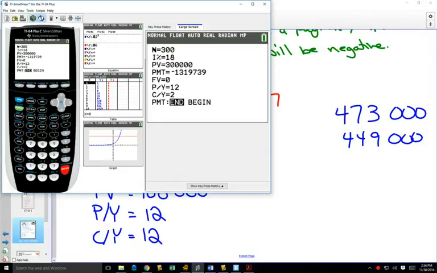So all of a sudden it doesn't make sense to buy your $300,000 house, because if that interest rate was so high, you'd be paying $1.3 million for it. So you can play around with the numbers. You can look at interest rates. You can look at other things. Another thing, let's go back to a reasonable number, 4%.